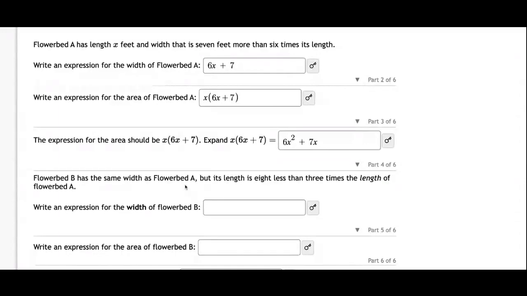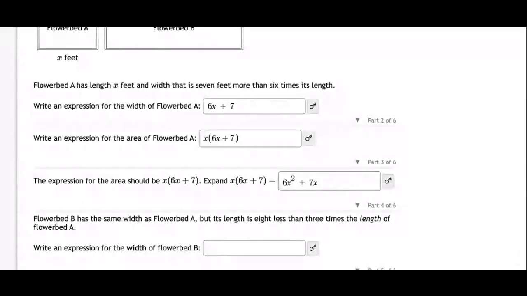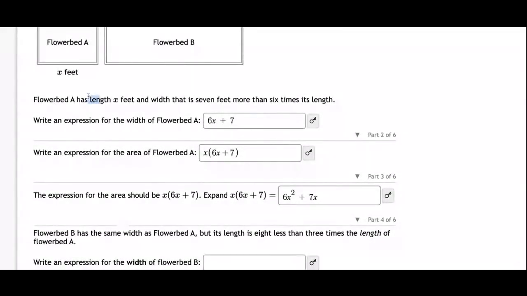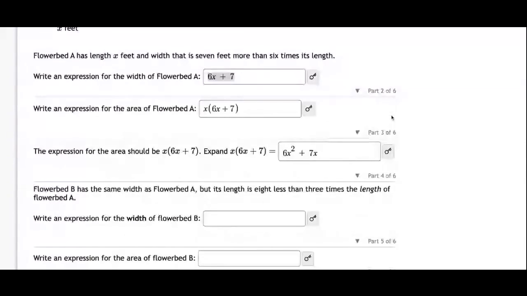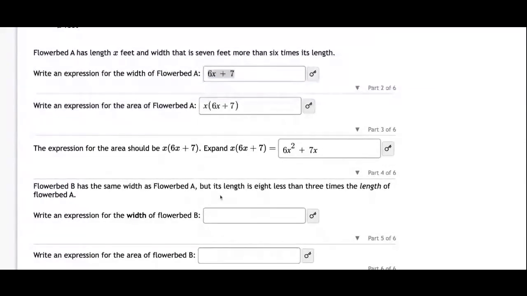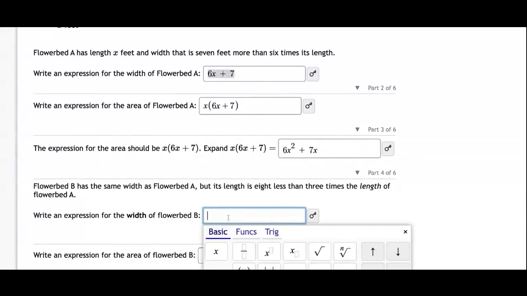Flower bed B has the same width as flower bed A. Let's be careful. So this has a length x. Same width means 6x plus 7, right? But its length is A less than 3 times the length. So this one is complicated. Let's be careful.